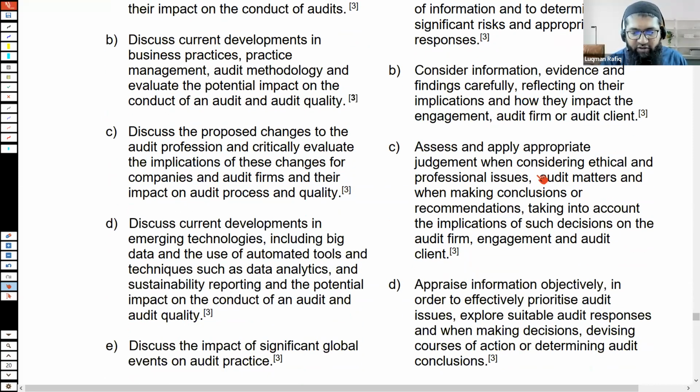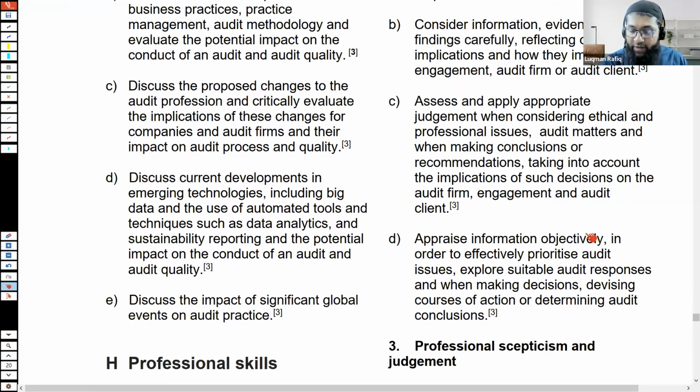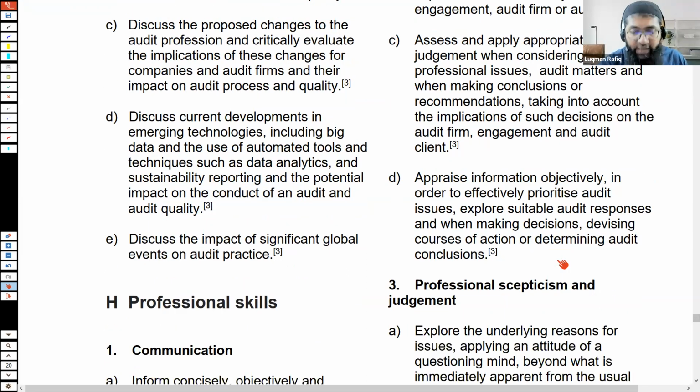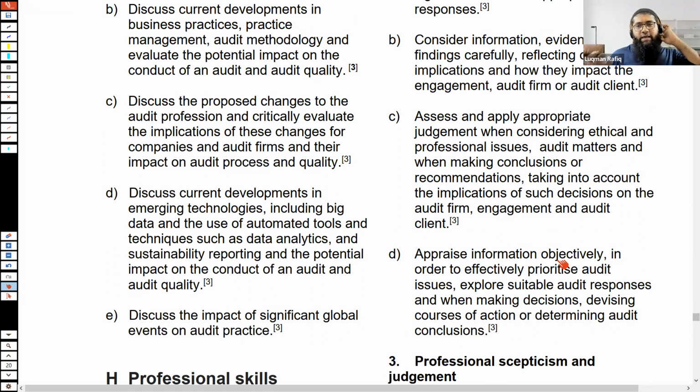Assess and apply appropriate judgment when considering ethical and professional issues. Appraise information objectively in order to effectively prioritize audit issues. So analysis and evaluation is basically dealing with a situation in such a manner that you prioritize the matter, you evaluate what is relevant information to consider, what is a matter of urgency, what is a matter of priority, what factors to consider, etc. Now, how exactly are we going to develop these skills? Nothing, just practice writing it, just apply it in the given scenario. When we are doing it, I'll keep on applying it in the given scenarios.